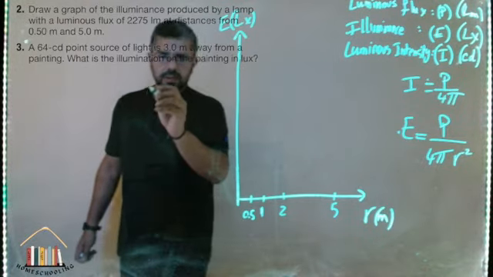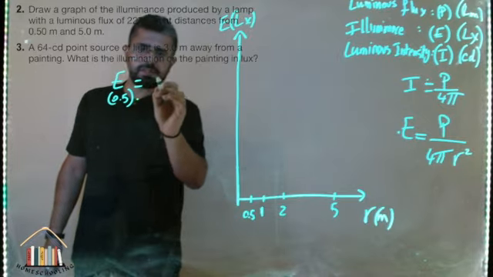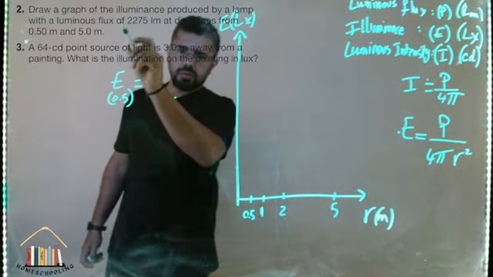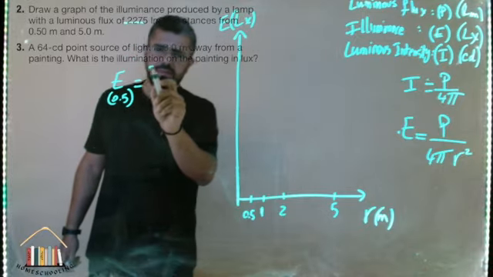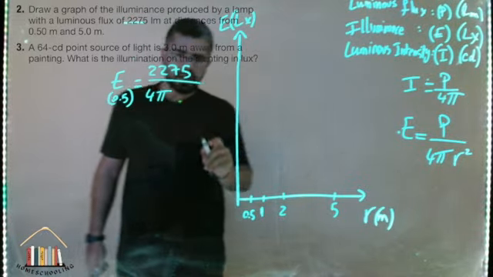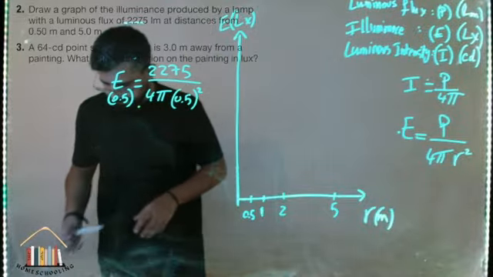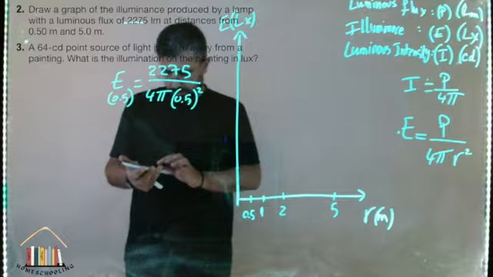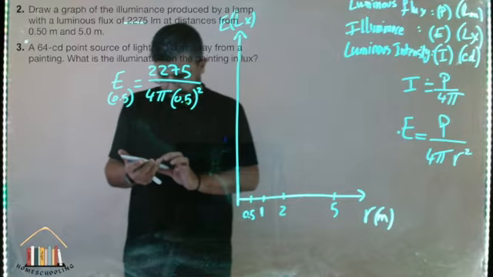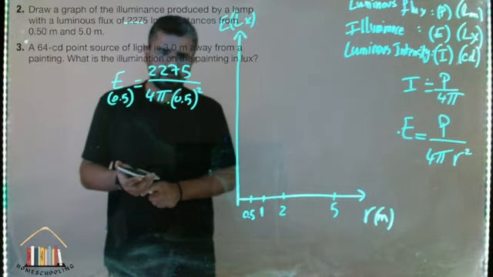So now let's calculate the illuminance using this equation. Let's calculate it at 0.5 meters. So E for 0.5. The equation is P over 4 pi r squared. P is given, it's 2275, over 4 pi r squared. Here r is 0.5. So let's do it on the calculator. 2275 divided by 4 pi times 0.5 squared, and the answer is 724.